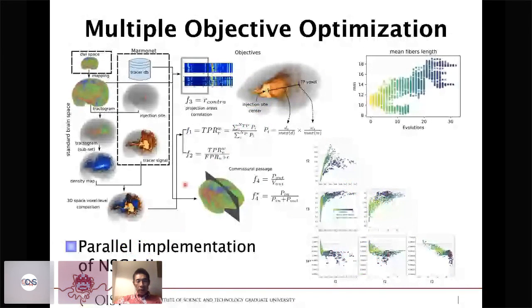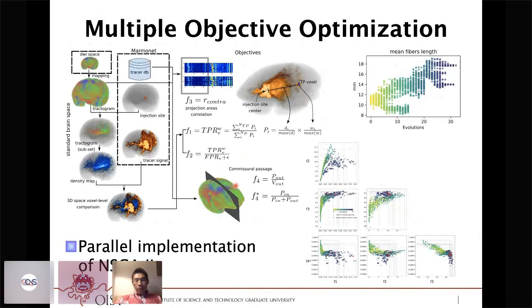Carlos, who did this work, first tested a single objective, like a true positive rate, but he proposed a combination of 4 objectives: a distance-weighted true positive rate, the ratio between true positive and false positive rate, the region-wise connection coincidence, and also the passage of long-range fibers into the commissure area.